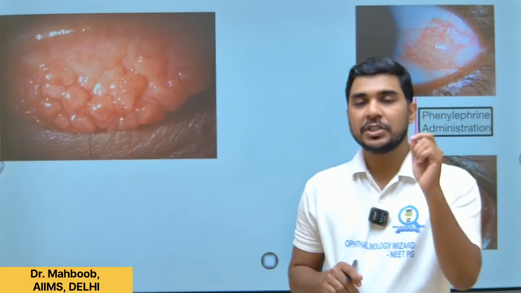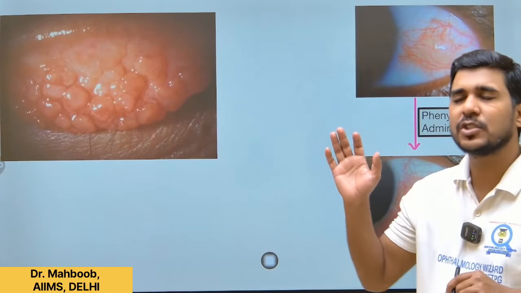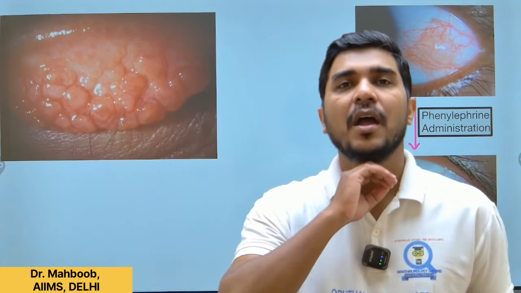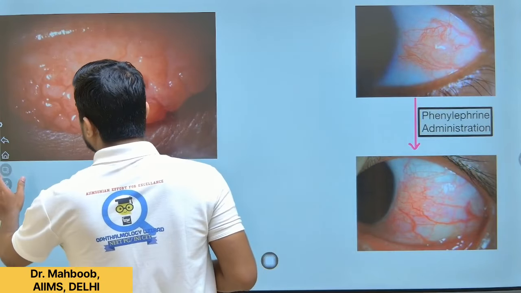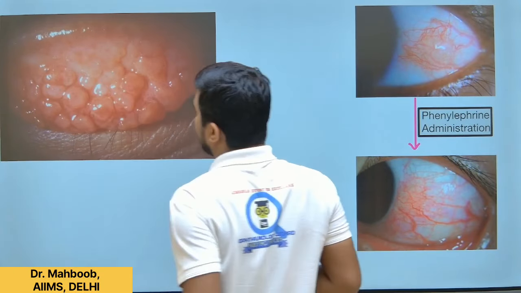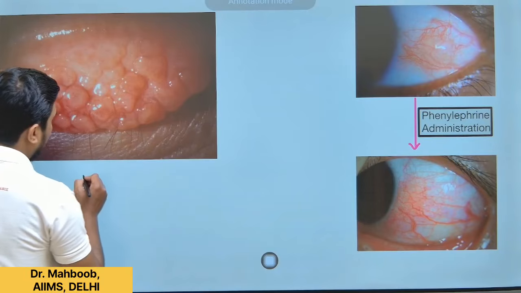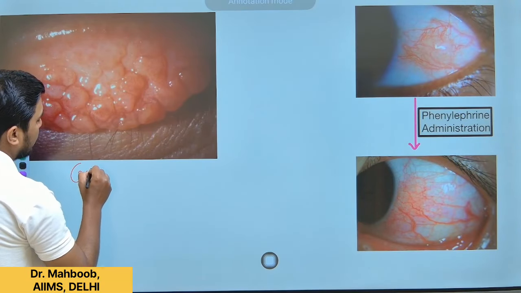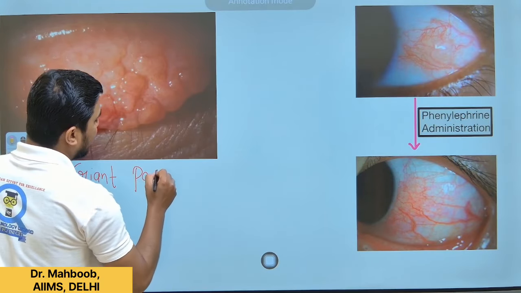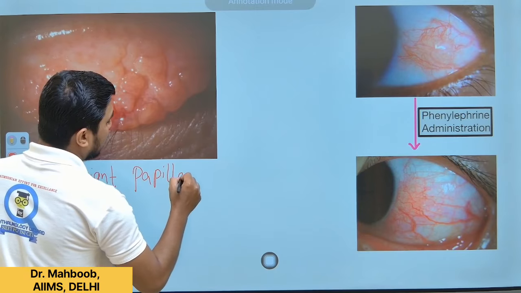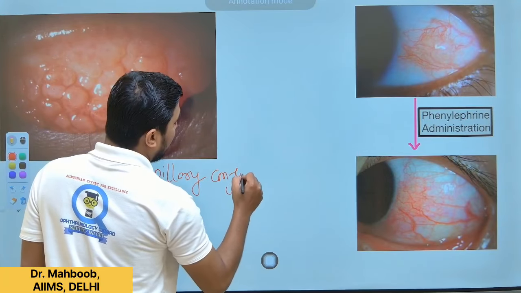Understood? So starting with the conjunctiva, the first image, as you can see, what is this first image? So many times it has been asked in almost every exam, so you need to know about this. What is this? You can see the giant papilla here. So the diagnosis of this condition is, what is the diagnosis? Diagnosis is giant papillary conjunctivitis. And what happened?